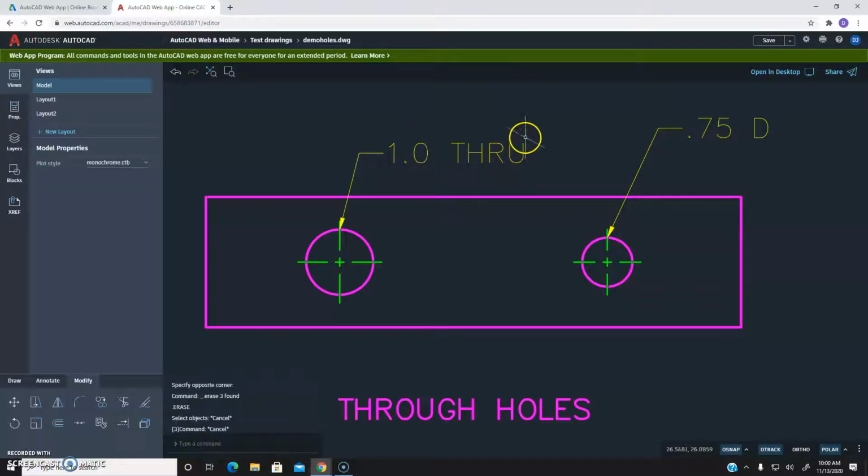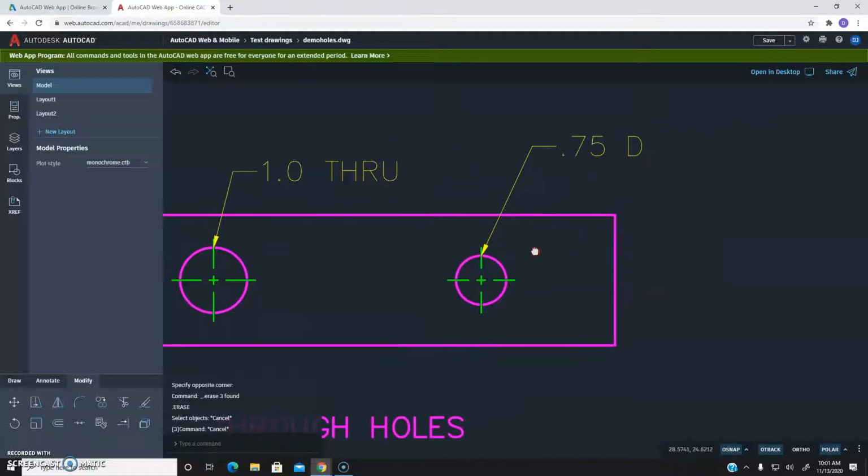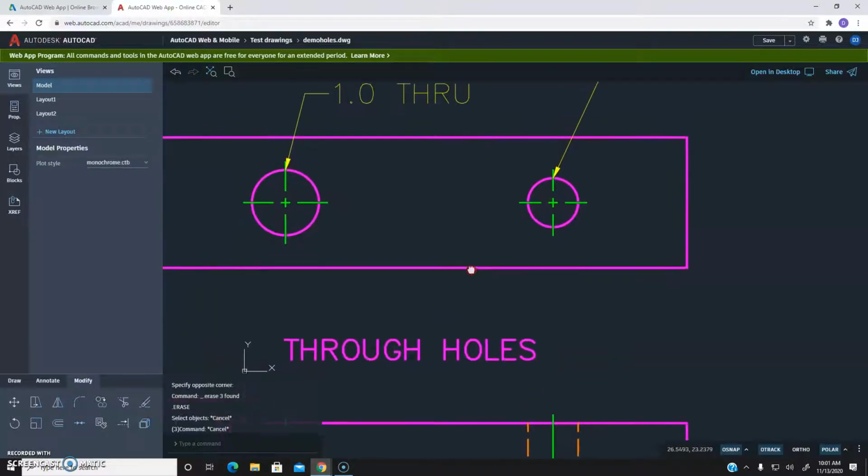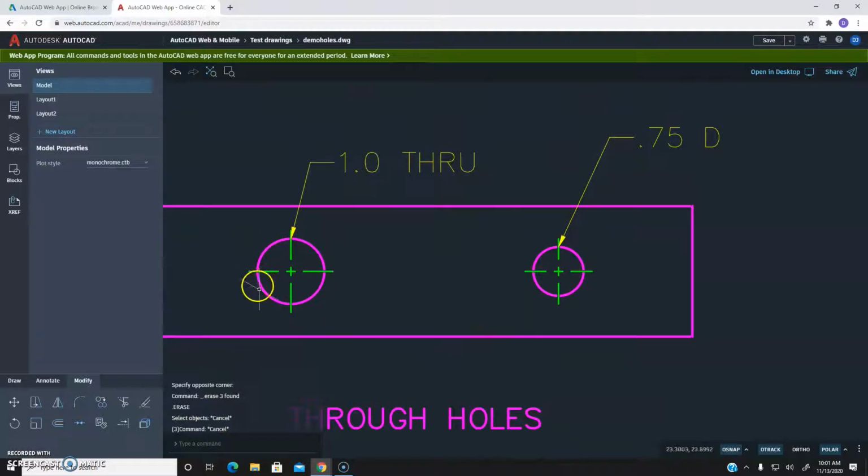And typically, if it's a through hole, it'll have something like "through" spelled T-H-R-U. Or, moving over here, it could just say 0.75D for diameter, and it doesn't even show through, but you would just assume that it's a through hole in that instance if there's nothing else labeled otherwise. So that's what this top view looks like, where we're actually looking at the circular side of the cylinder, essentially, because the hole is just a negative cylinder.